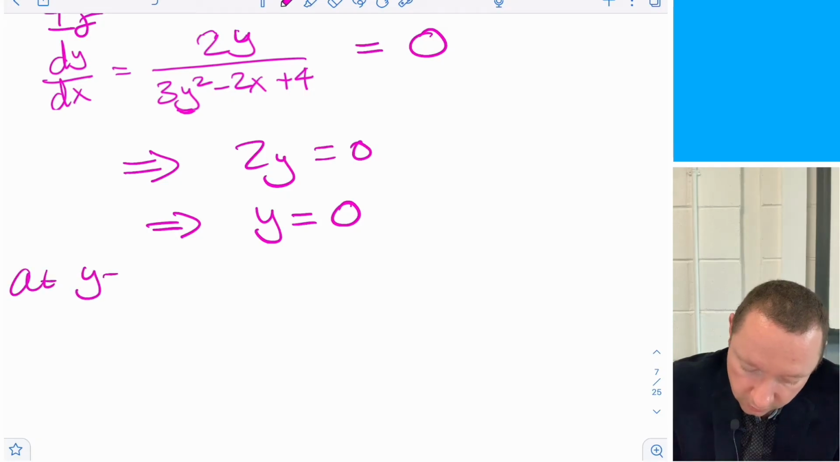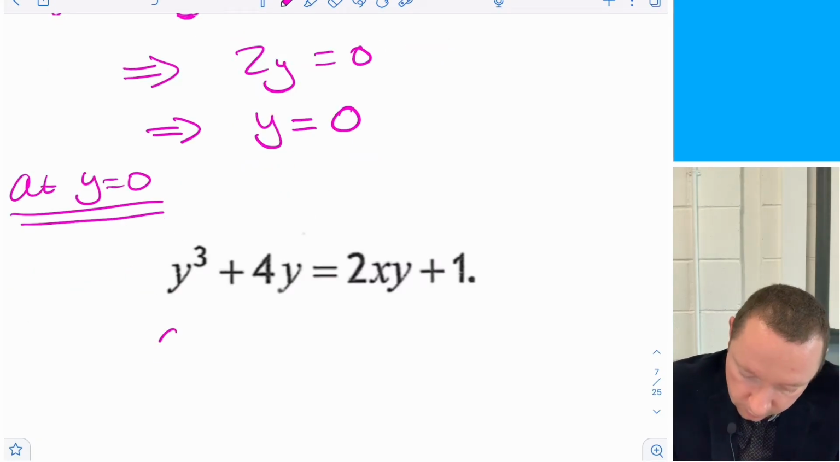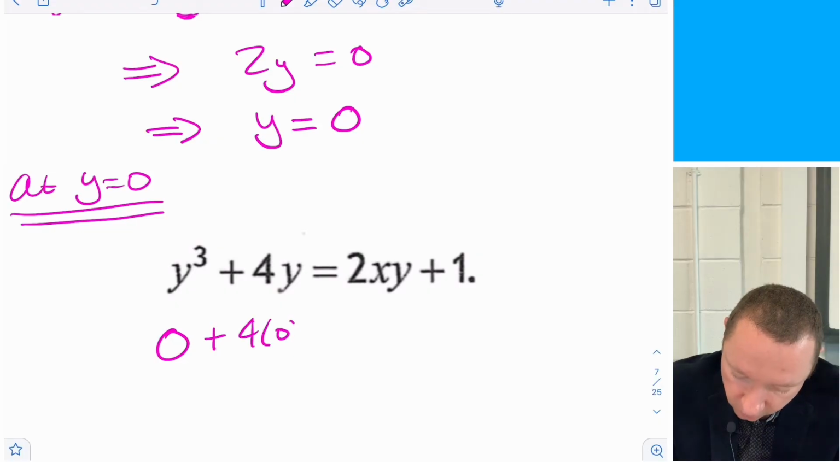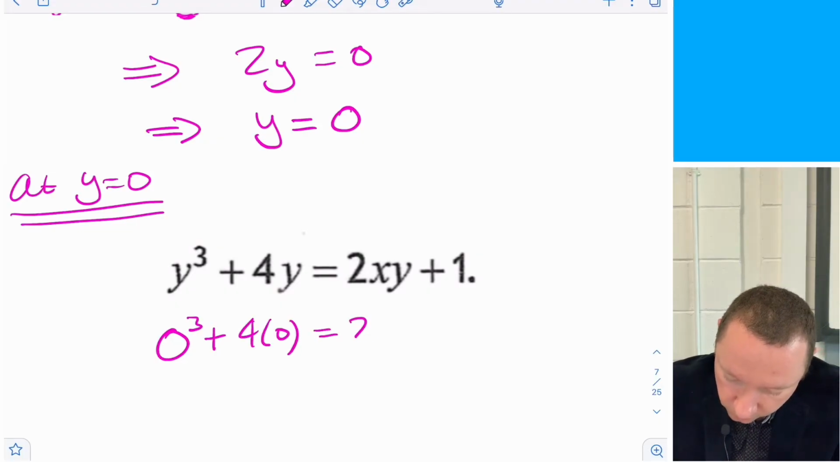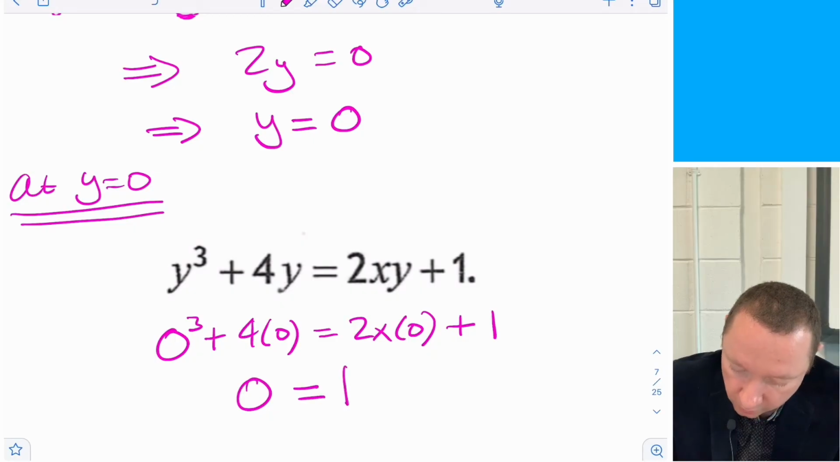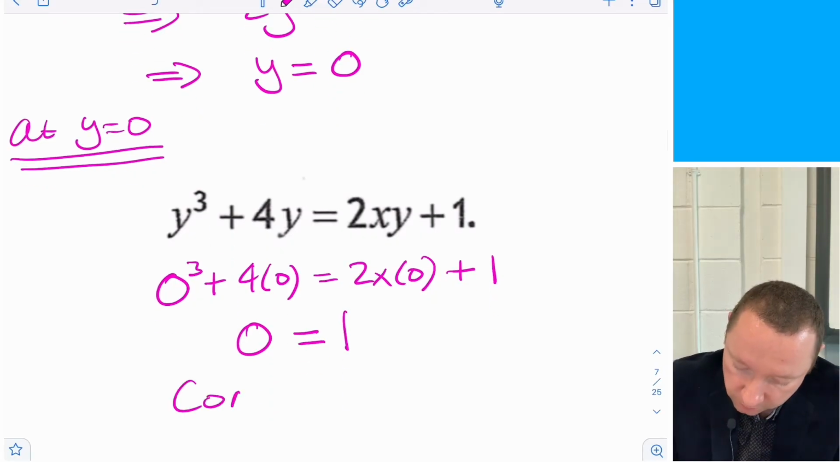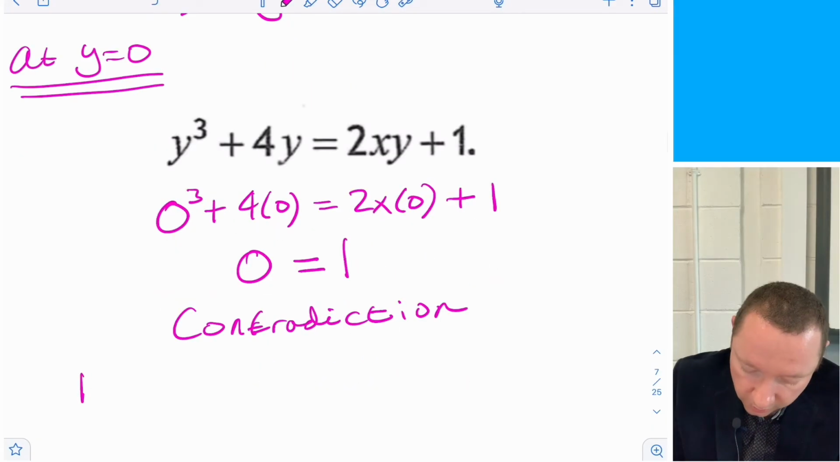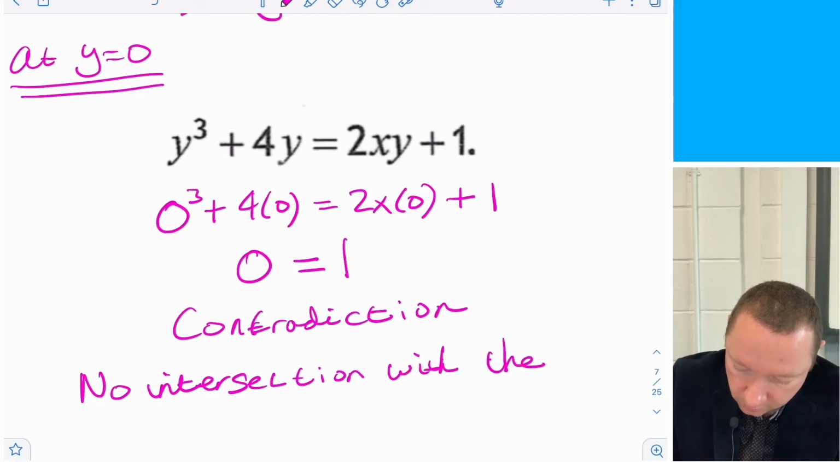So at y equal to 0, we would get 0 plus 4 times 0 equals 2x times 0 plus 1, which would give you a 0 on the left-hand side and a 1 on the right-hand side. That's a contradiction. There's no intersection with the line y equal to 0. That implies that there must be no stationary points.